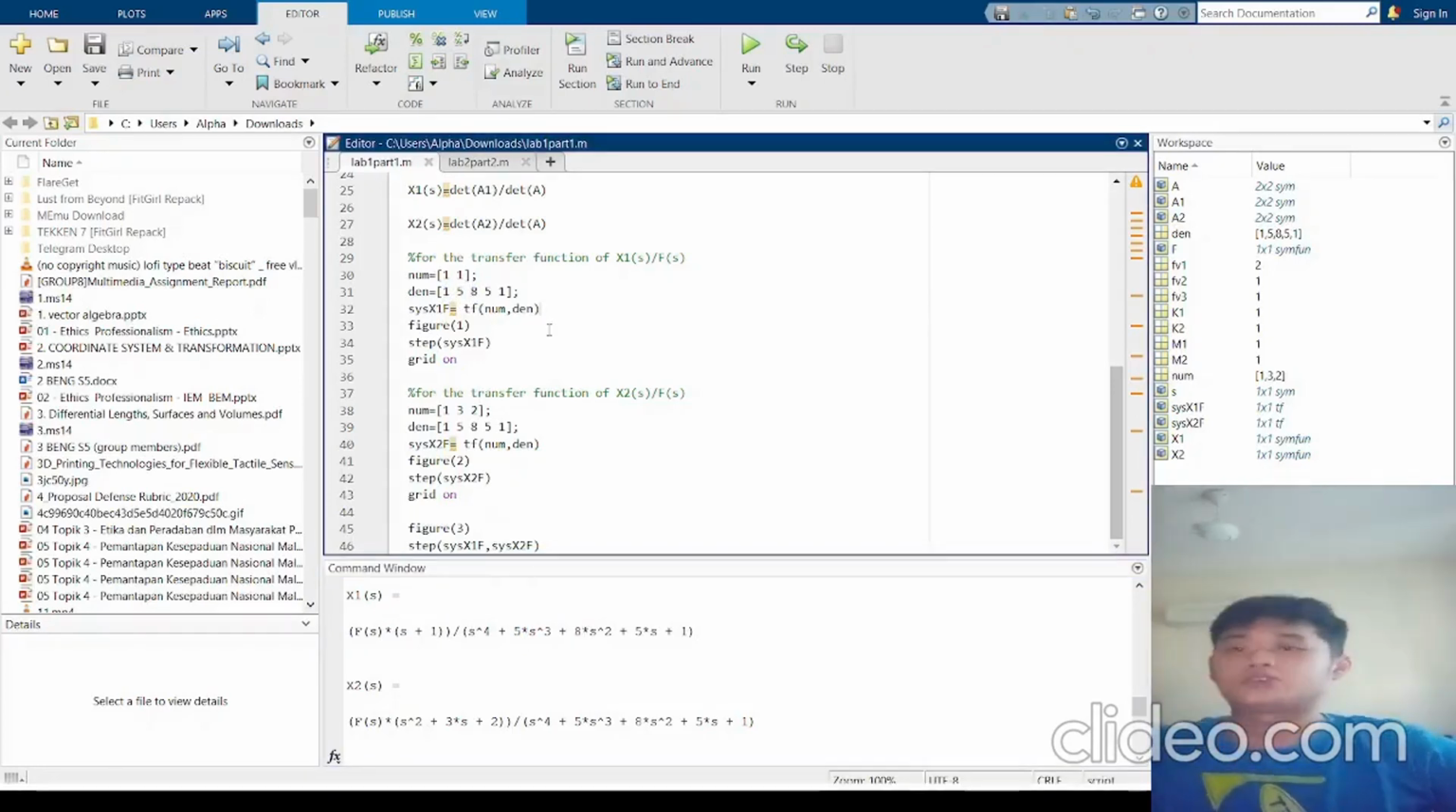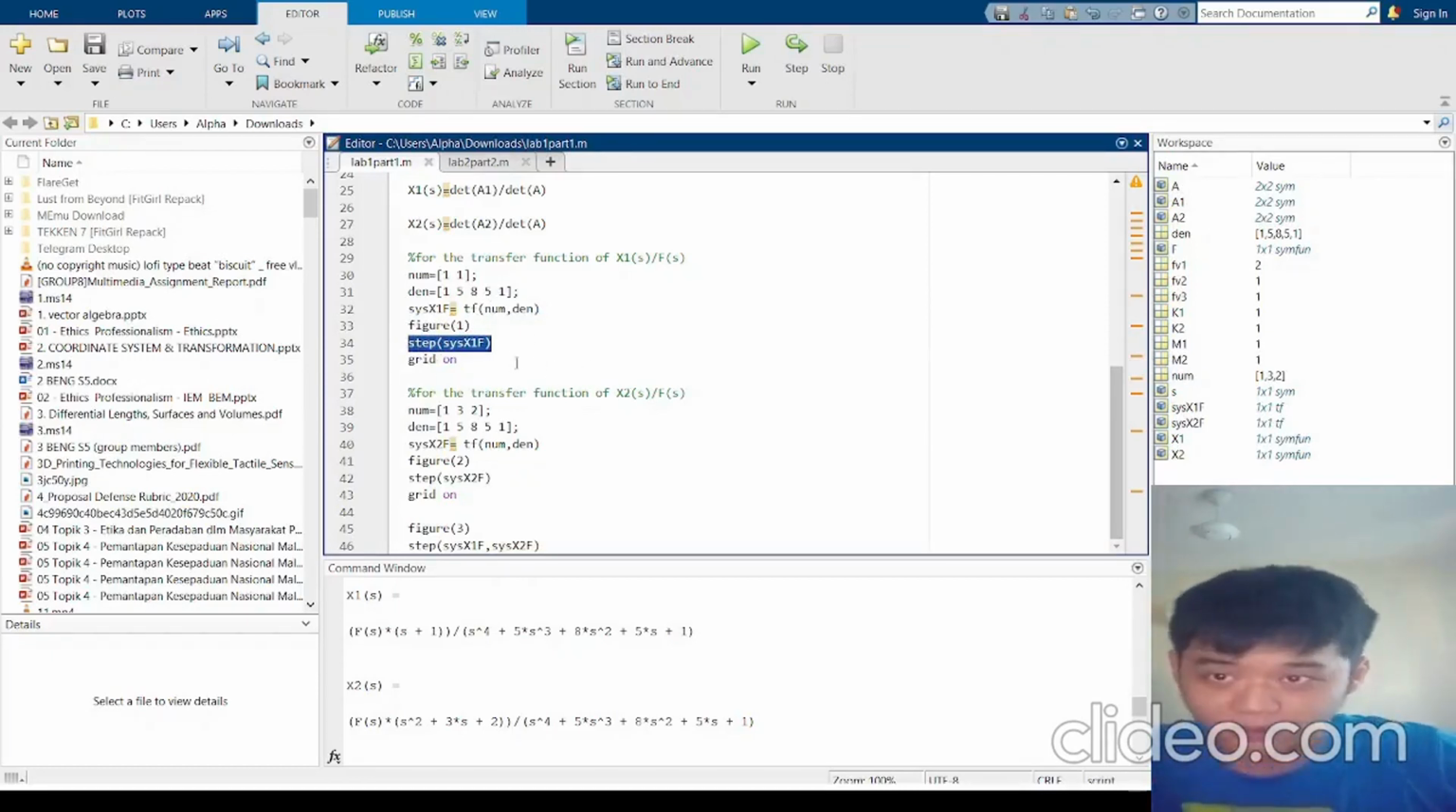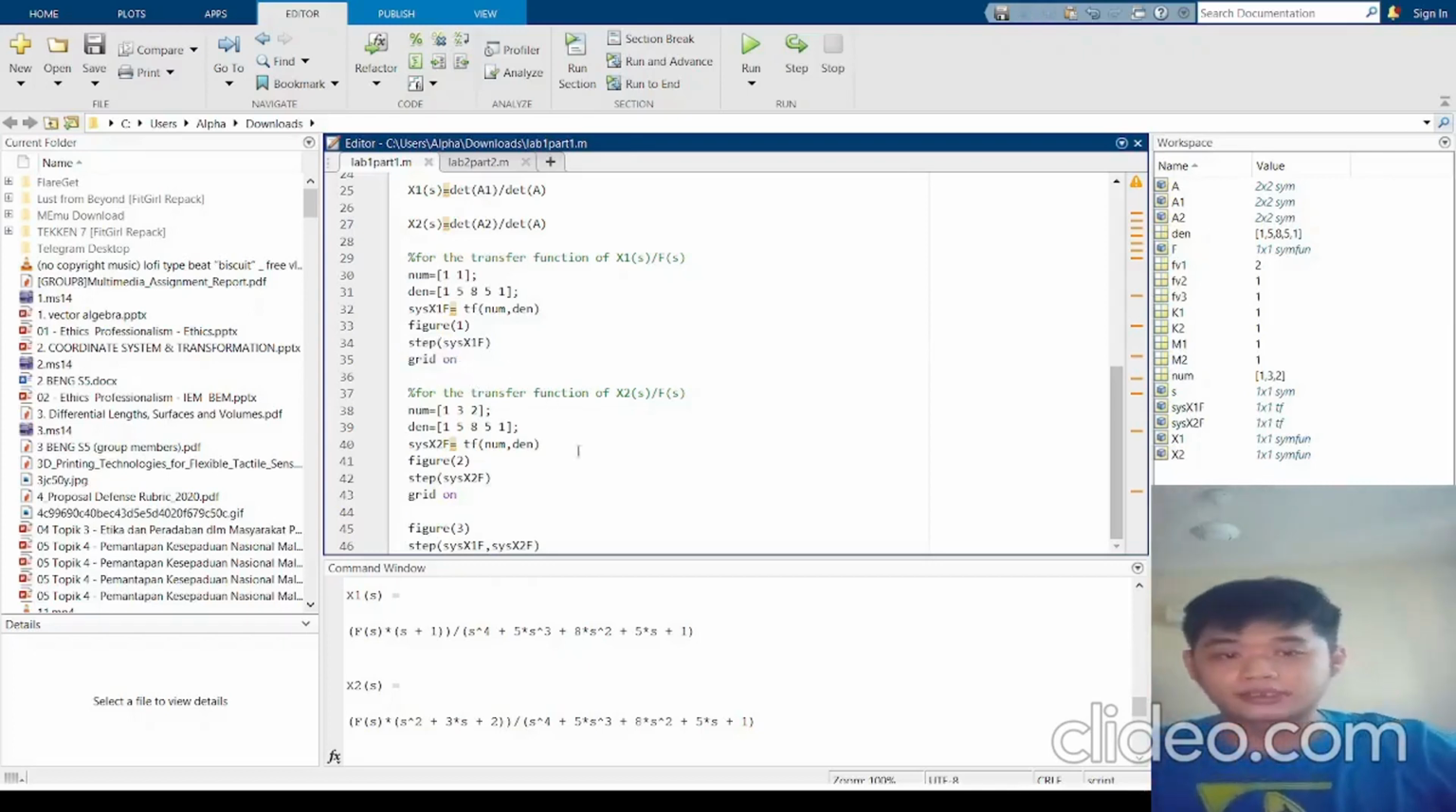And then to do the transfer function, we basically just put this code TF for the numerator and also for the denominator. In order to maintain the value, we simply put sys x1f, because this x1f will be the variable to store the transfer function. And then to get the figure of it, we just put figure 1 and then step to produce the graph. We put in the code step sys x1f and then grid on to make everything tidier. And the same steps go for the transfer function of x2.